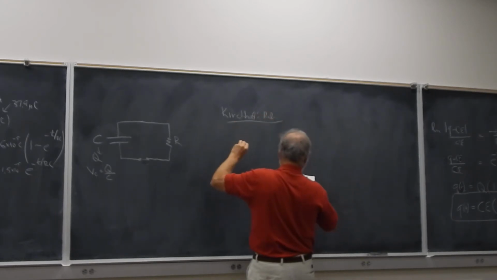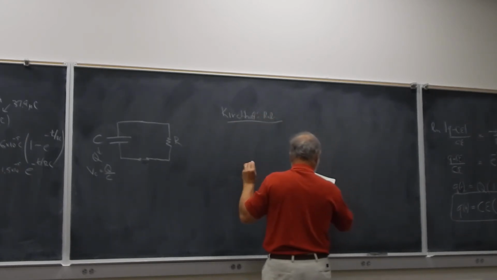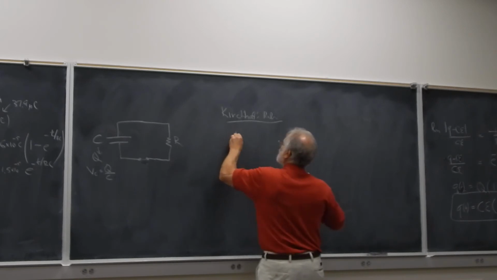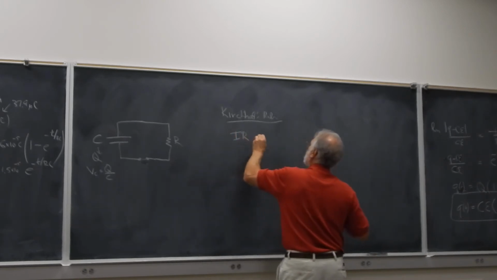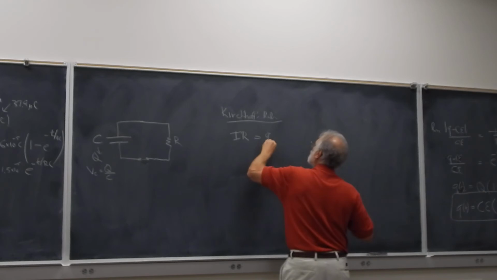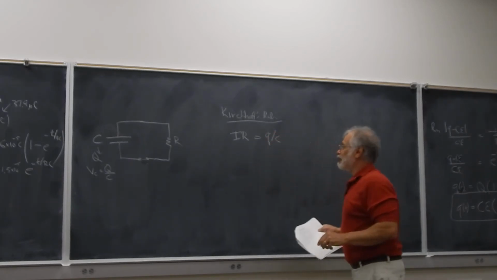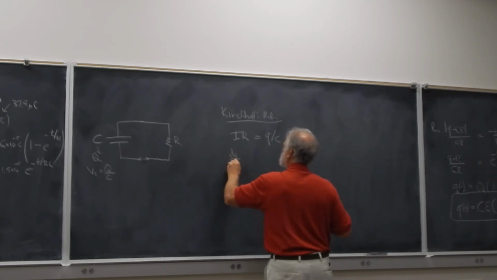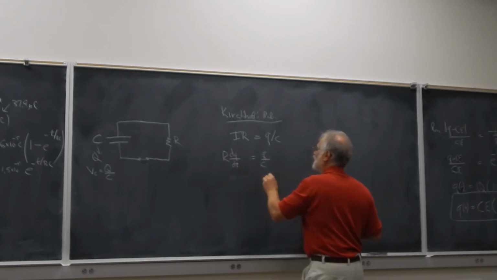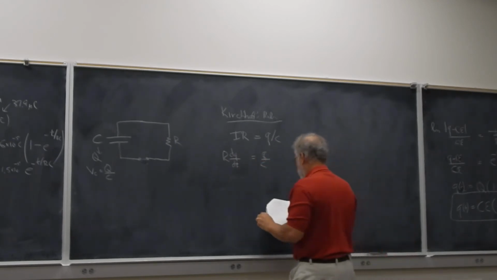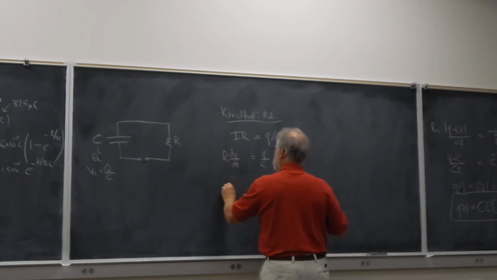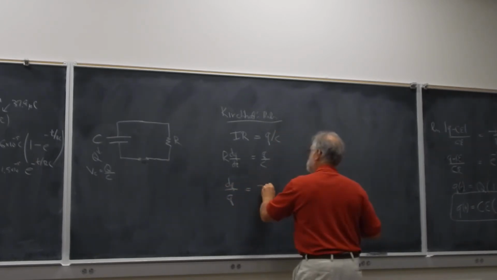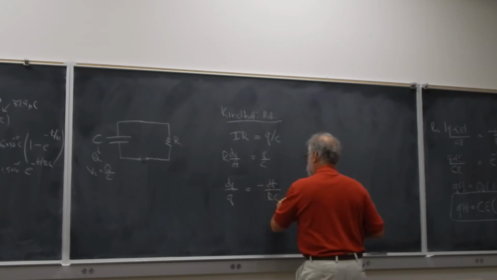We'll apply Kirchhoff's rules again. In this case, I have a simpler equation. I can just say IR is equal to Q over C, and replace I by dQ/dt times R is Q over C. If I separate variables again, this is going to be a simpler expression. I'll get dQ over Q is equal to minus dt over RC.